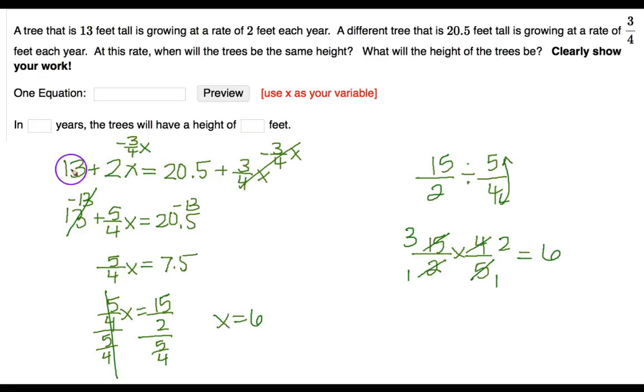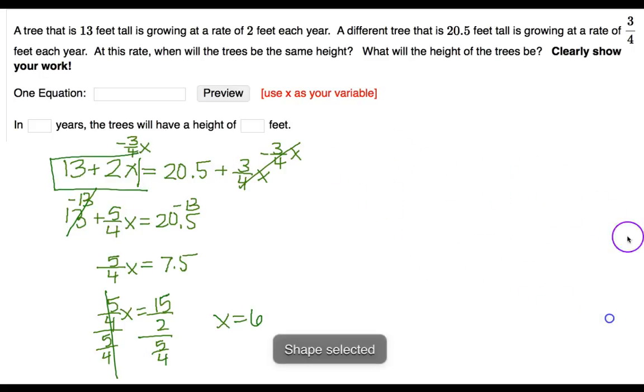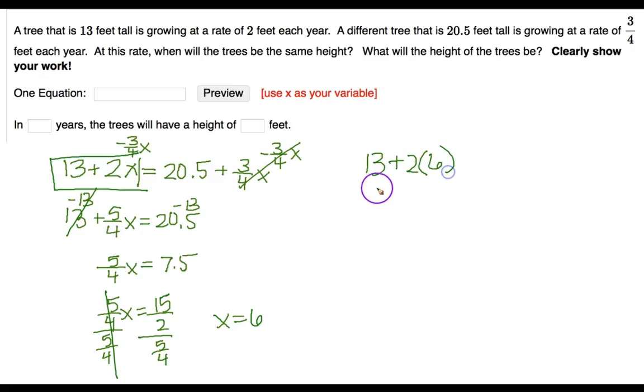The other thing is I need to make sure how tall will the tree be. So I have a choice to use 13 plus 2x as an equation or 20.5 plus 3/4 x. To keep things simple, I'm definitely going to use the first equation. So I'm going to go ahead and put 13 plus 2 instead of x, I'm going to put a 6. So here we have 13 plus 2 times 6, which is 12, which is going to give me 25.